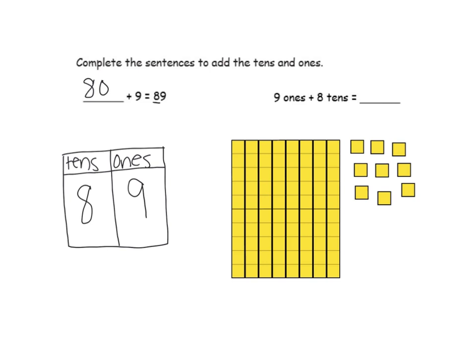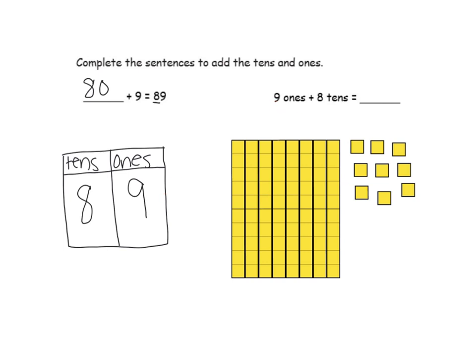Our next problem says 9 ones plus 8 tens equals blank. So we're trying to find the total. But these numbers are the same from our previous problems. 9 ones, 8 tens. But you have to be careful when you read this problem. It can be confusing to think of it as 98 because they switched it. But we have to remember that the tens goes in the front and the ones goes behind it when we follow our place value chart. So just make sure that you're putting the correct number in the correct spot.